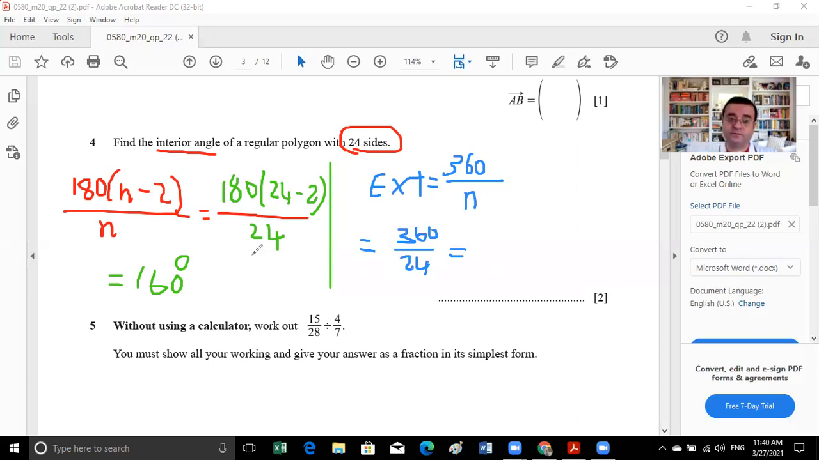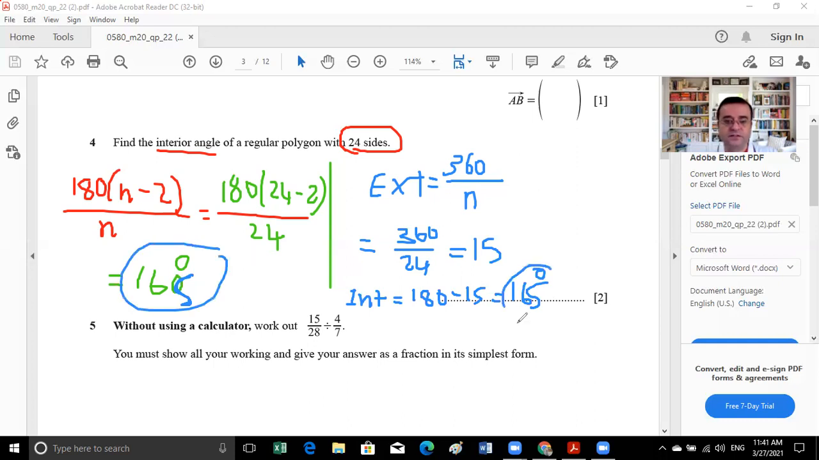15. This one 165, correct? The answer? Yes. You said 165. What is it? 15 degrees. This is the exterior angle. How do you calculate the interior angle? Interior angle? 180 minus 15. Interior equals 180 minus 15. What do you get? 165. The same 165. So which one is easier for you? This way or this way? Up to you.